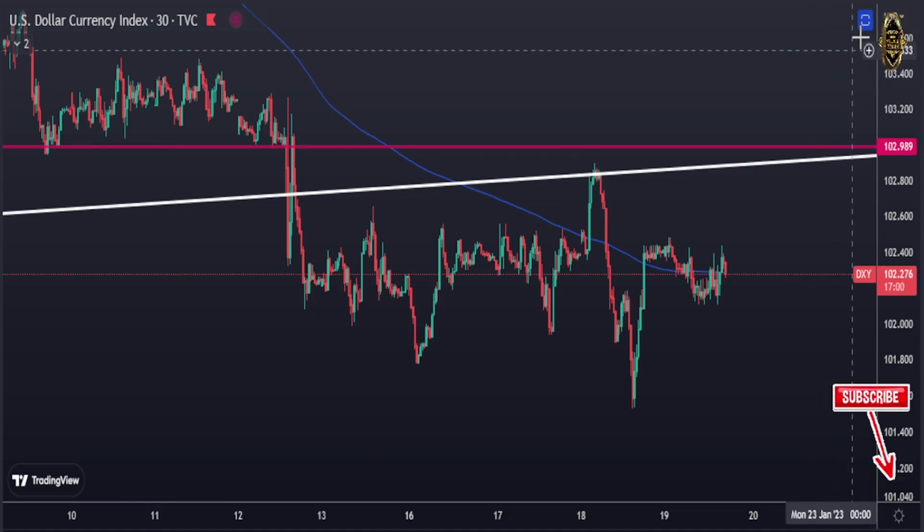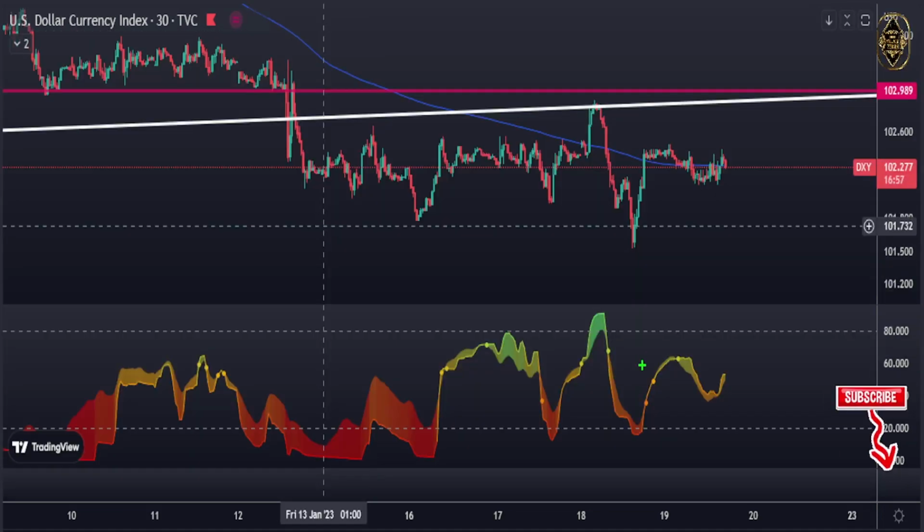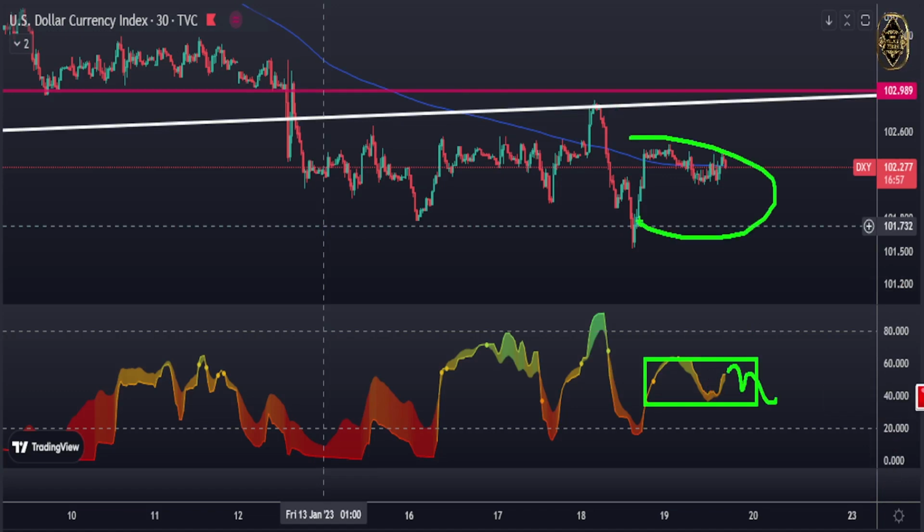Let's see what our indicator is saying. Our indicator, as you see, doesn't enter the overbought or oversold area. Also we are just sideways, and that's what it's telling us now. So there is no entry long, no entry short here in the US dollar. You need to wait more till the right opportunity comes to you.